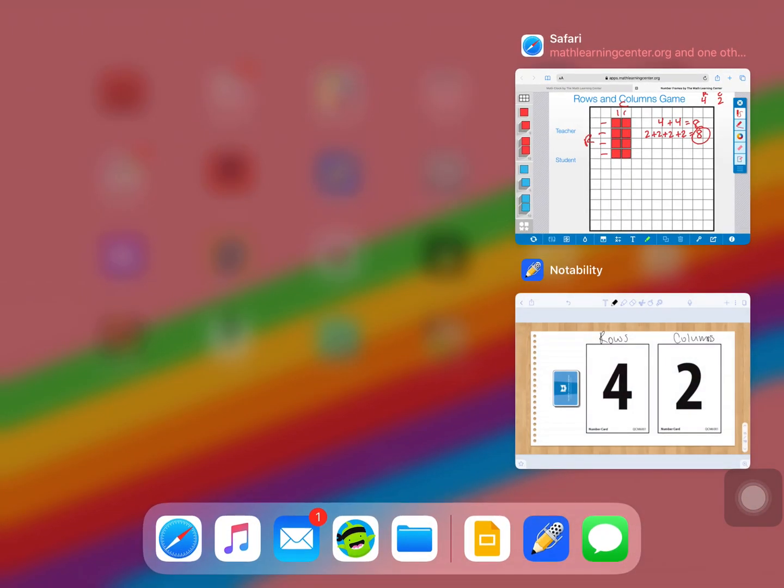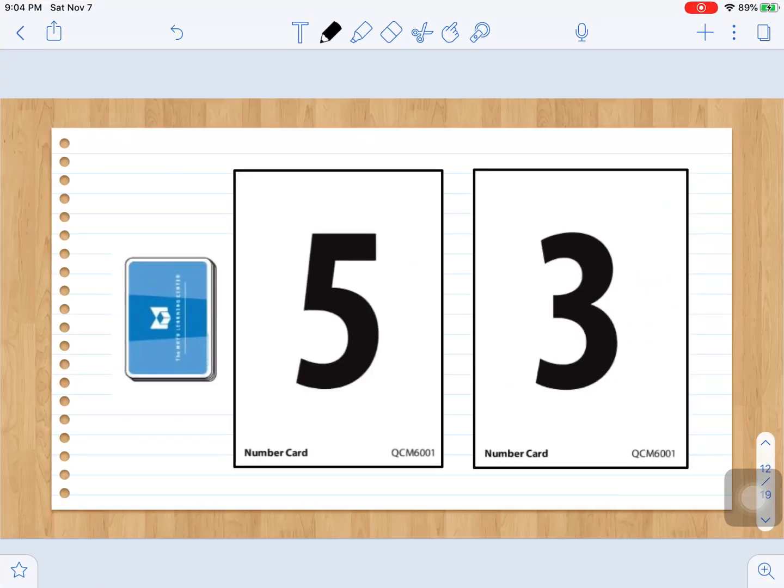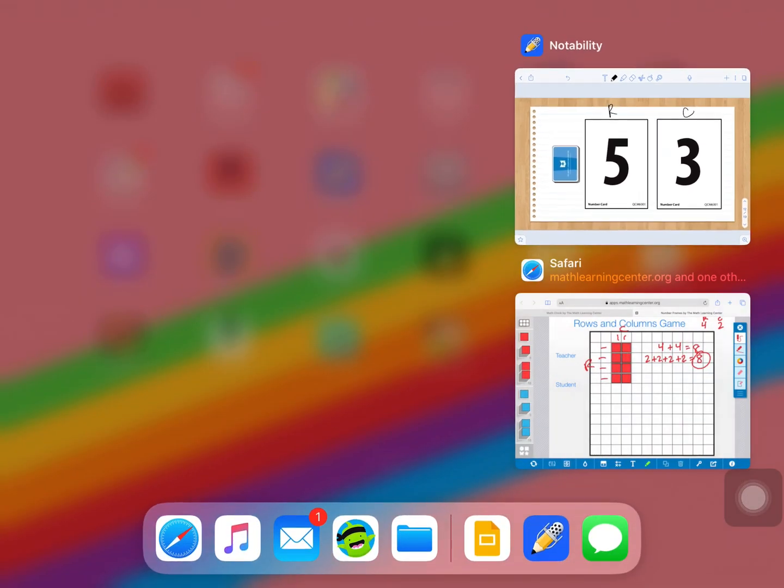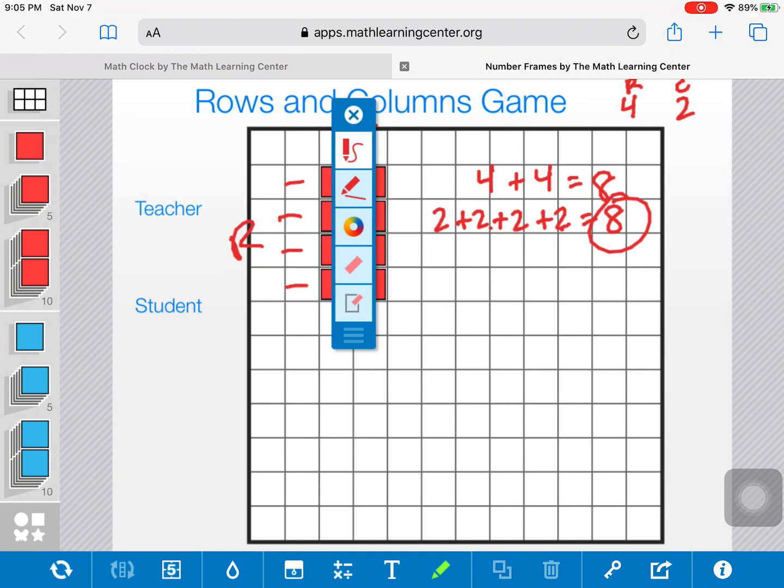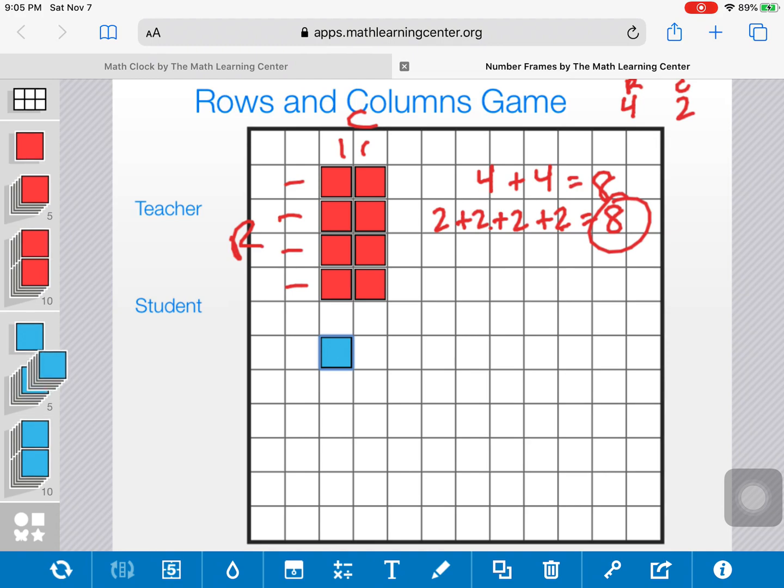Your turn. All right, it looks like you have picked cards 5 and 3, which means that you are going to have 5 rows and 3 columns. So let's go ahead and show that on our tile board. All right, so again, you have 5 rows, 1, 2, 3, 4, 5.